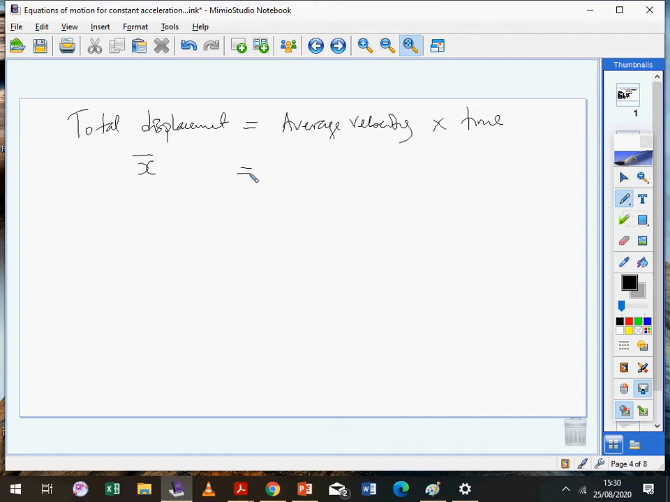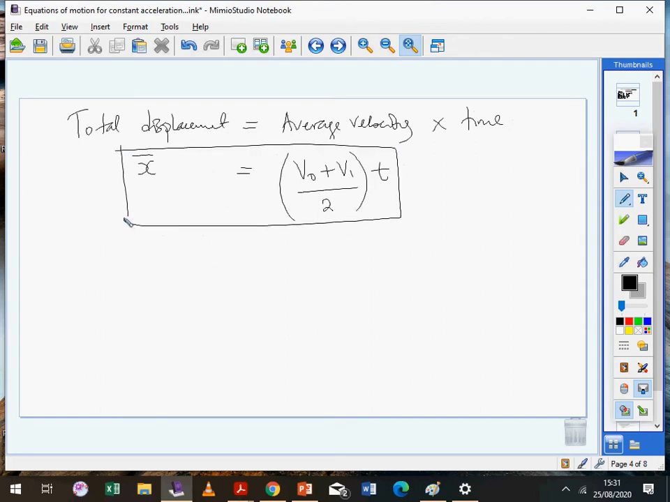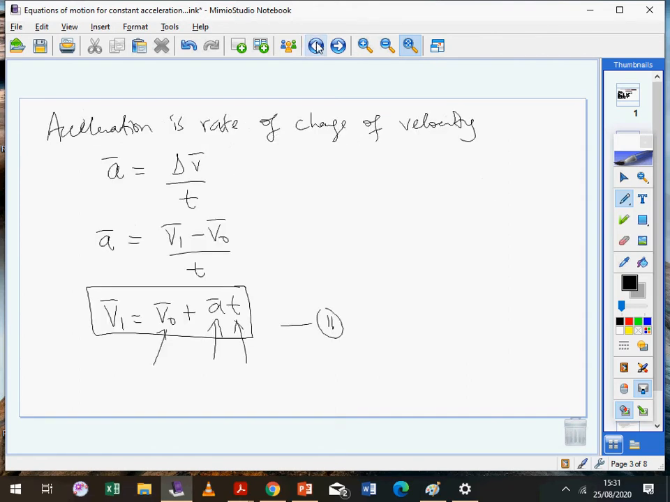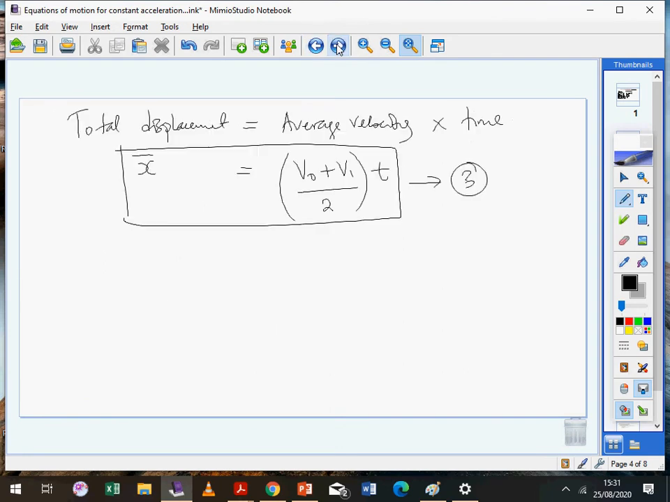If you're trying to compute the average velocity between 2 points, when a car has 2 different speeds and you want to know its average, I just add up those velocities and divide them by 2. The initial and the final velocity, then I multiply that by time. Now this is an equation of motion on its own. So that's the third equation of motion. Remember, the one over here was the second equation of motion.